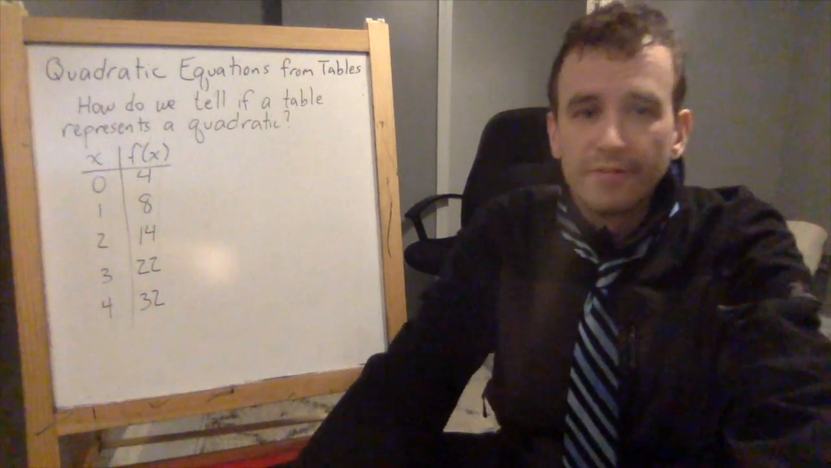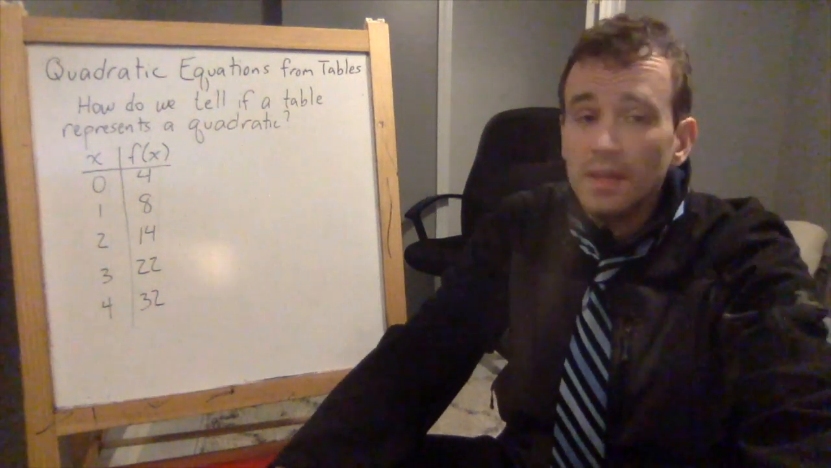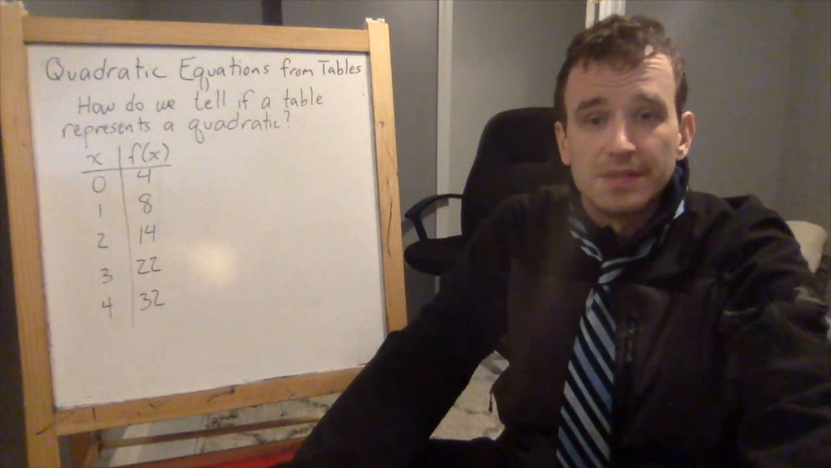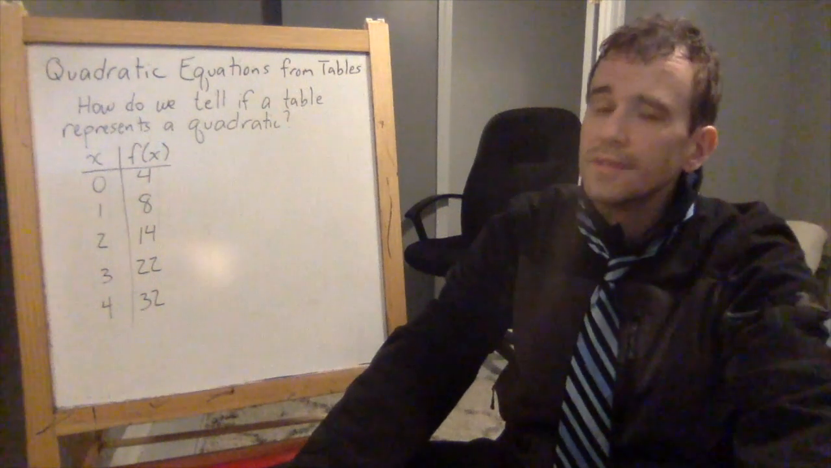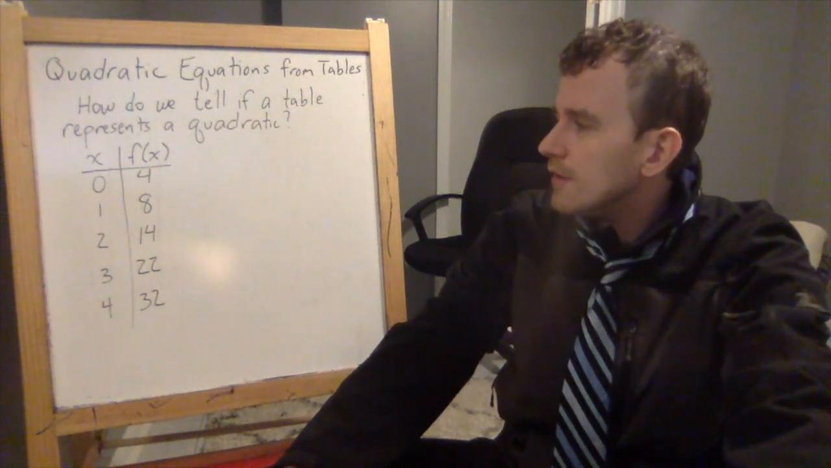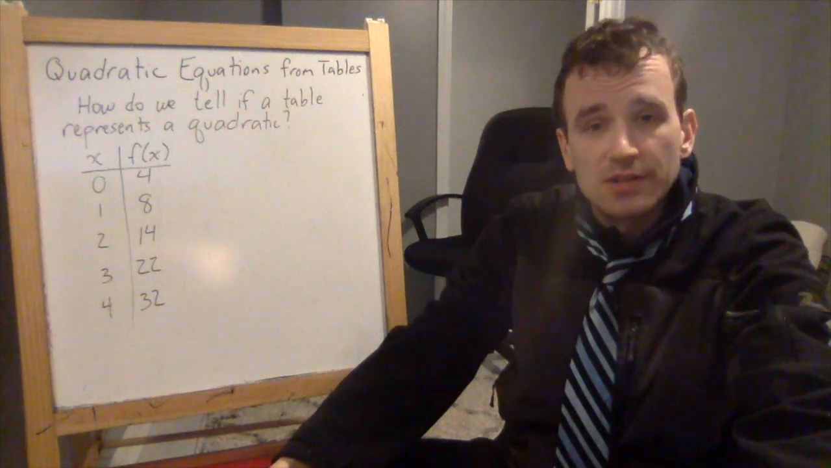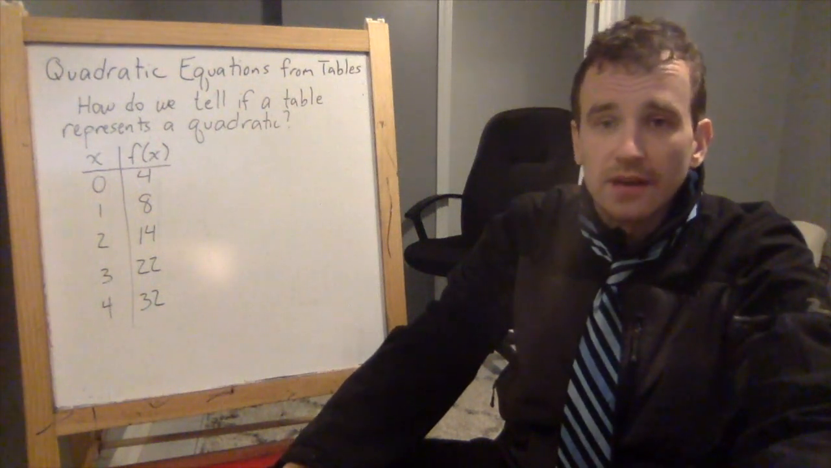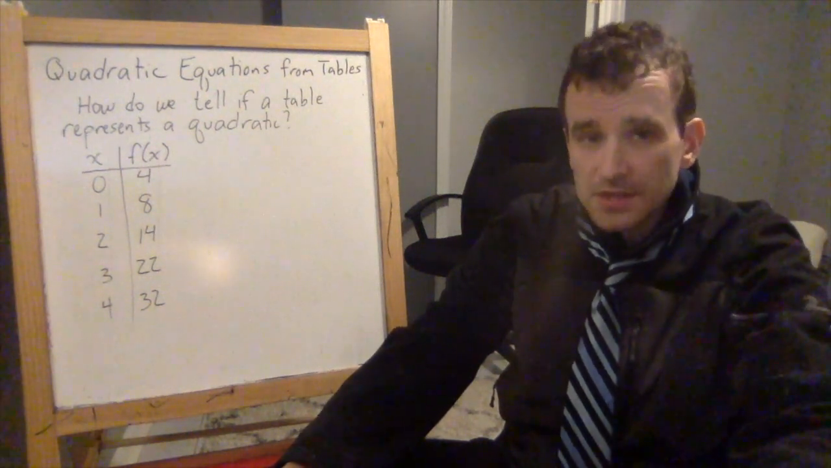We're going to be looking at how to find a quadratic equation from a table. How do we tell if a table represents a quadratic? We went over this briefly a while back in class, but you may not remember. If you get a table, you're trying to figure out what kind of function it is. Things to look at are the differences and the ratios.